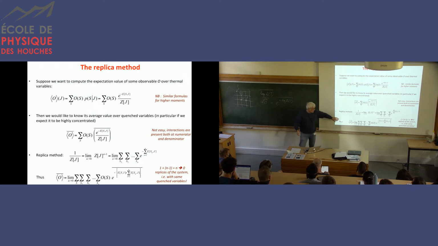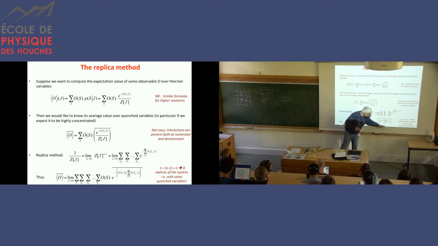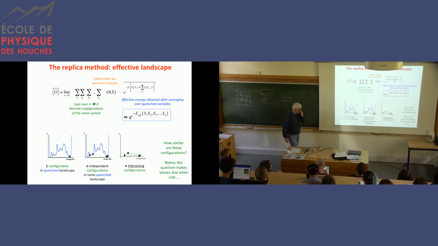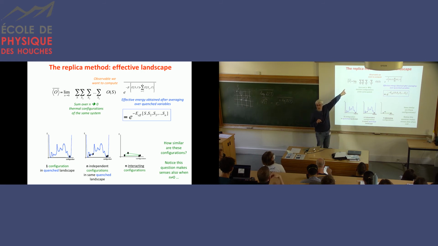Okay, so is it clear about the approach? So formally, the approach is saying, if I want to compute some quantity, an average of a quantity over the thermal variables and also the quench variable, I can write this as a sum over n copies of my system when n goes to 0, and the average over the quench variables is only in this thing. Okay, so after this formal introduction, let's try to see what that means actually. So again, I'm just copying the last line of my previous slide.